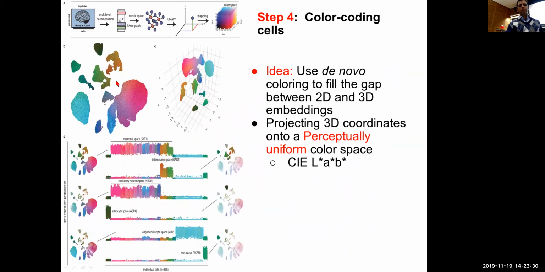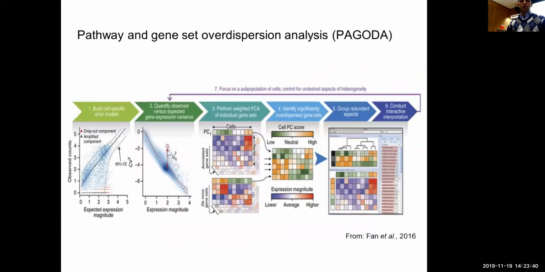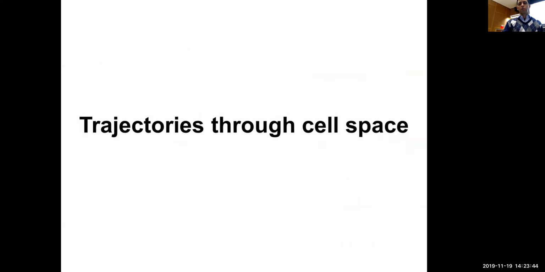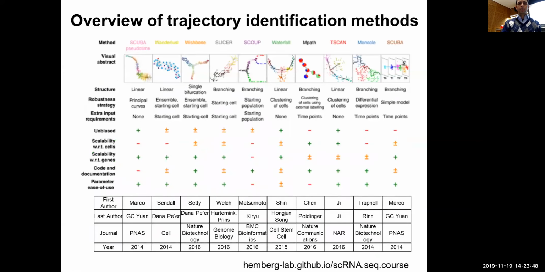So, for example, ActionNet is a new method developed by Shahin Mohammadi in my group that tries to capture this across these different resolutions. And you can interpret this variability using known pathways, using trajectories through cellular space, and identifying these trajectories.